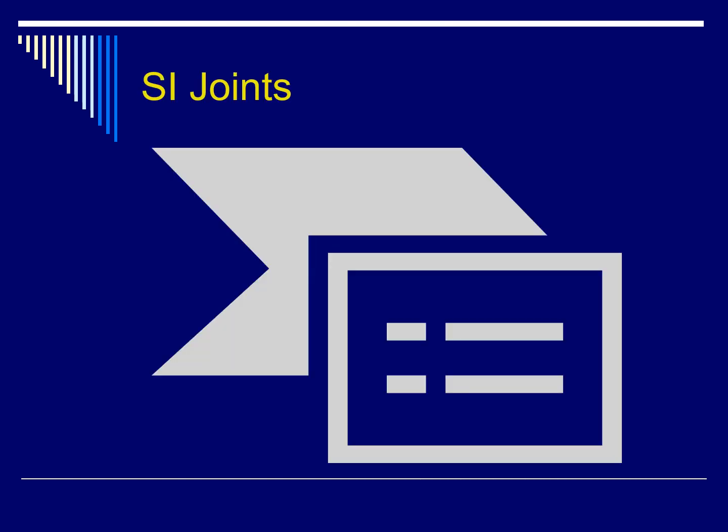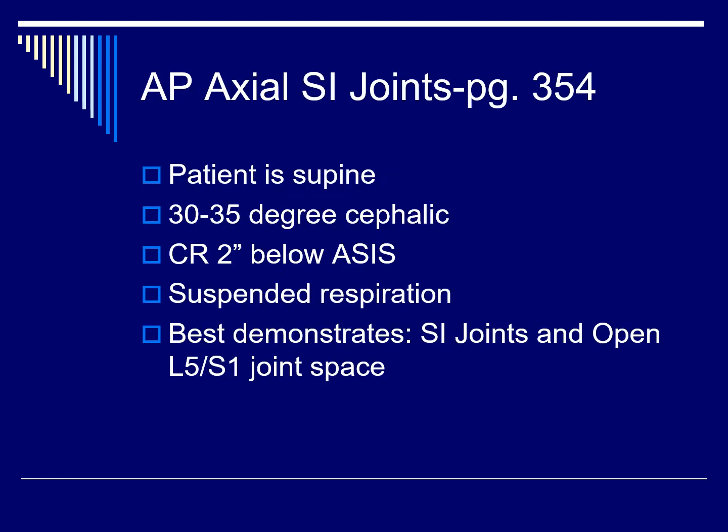All right, we're moving on to the SI joints. This is the last portion of this lecture. So for the AP axial SI joints, the patient's going to be supine with their legs flexed. We're going to use a 30 to 35 degree cephalic angle, with the females requiring more of an angle because the SI joints are usually more curved because of the sacrum. Our center ray is going to be 2 inches below the ASIS and mid-sagittal plane. You want to suspend your respiration, and you're best going to demonstrate the SI joints and open L5-S1 joint space.